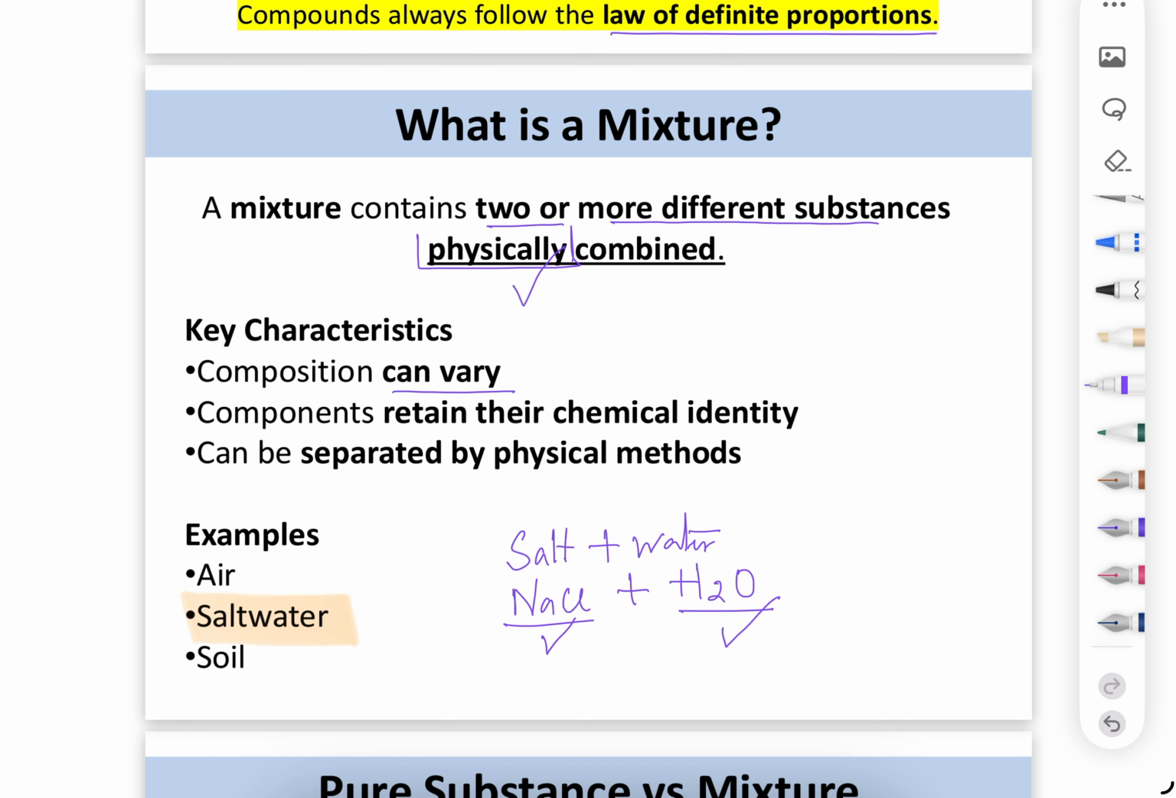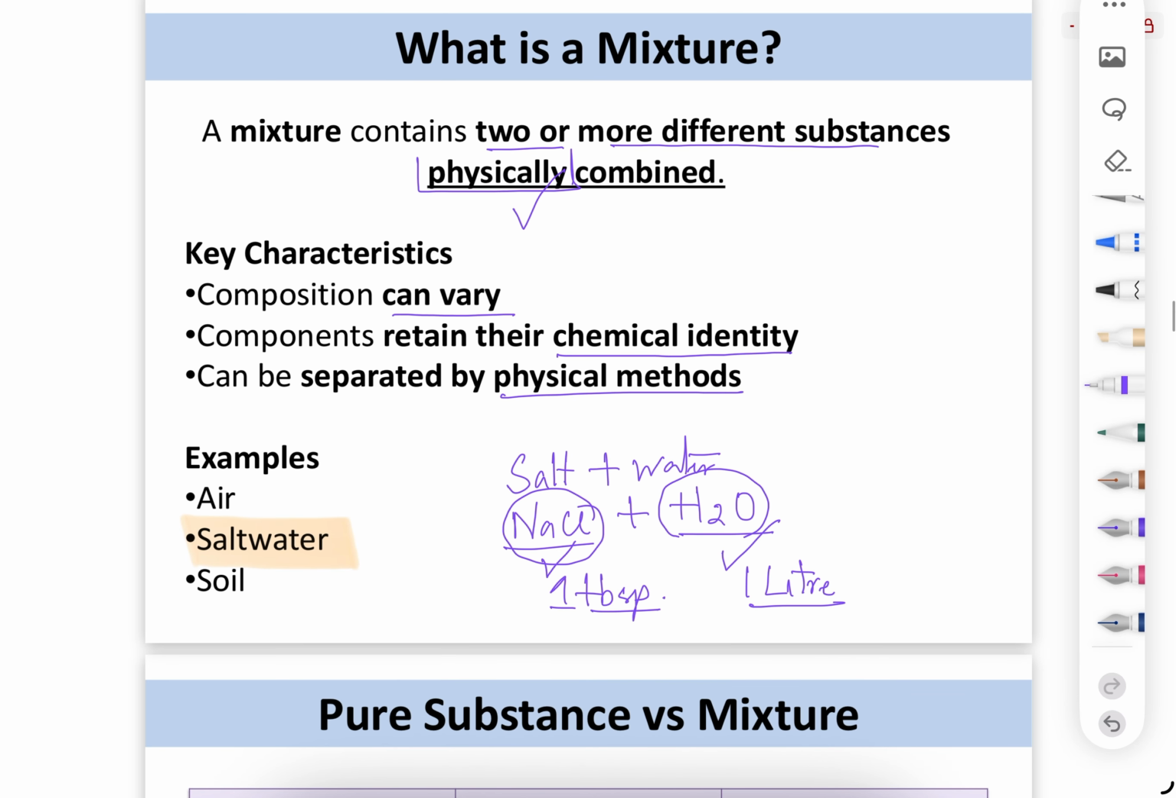Composition can vary. Suppose you have 1 tablespoon of NaCl and you have 1 liter of water. Absolutely fine. So their composition can vary. They retain their chemical identity, so sodium chloride will remain sodium chloride and they are not going to change the composition. And you can separate them by physical methods. Suppose I can do simple distillation to separate these two components.